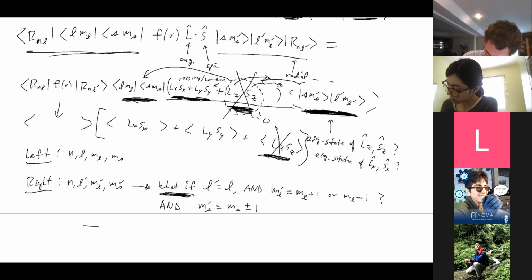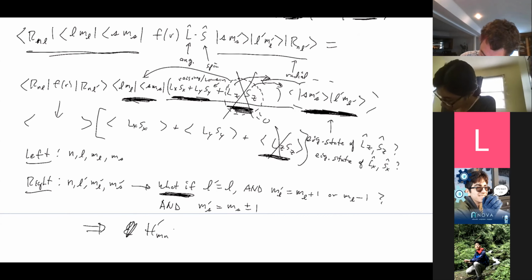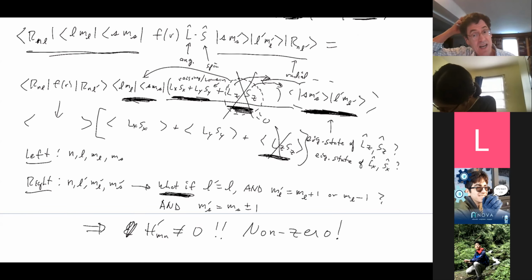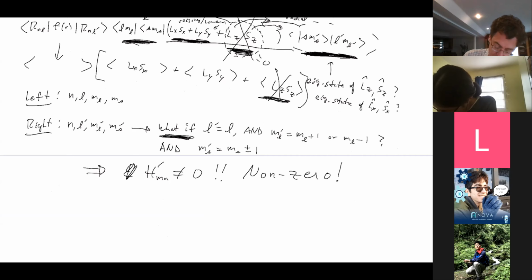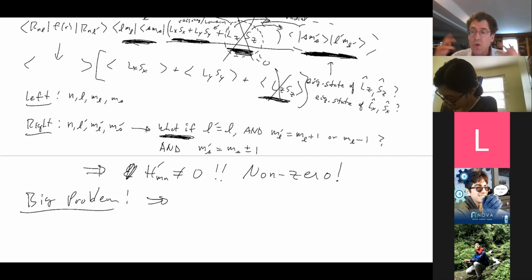So then we can have H prime Mn is not equal to 0. Do you see that? And so that is a problem. This is a big problem. And so what that means is it doesn't work.